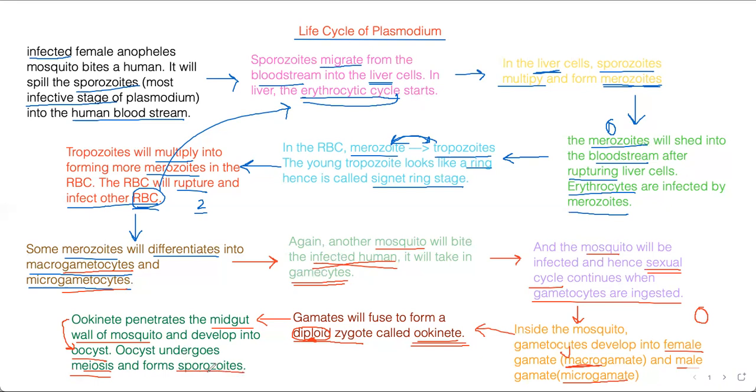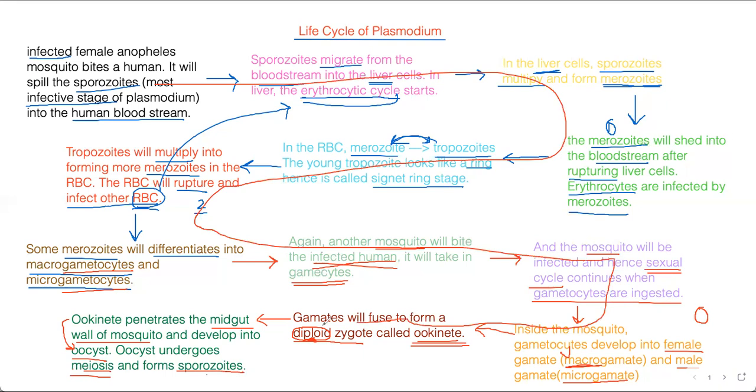And when that mosquito again bites another uninfected human being, it will transfer the sporozoites into the human bloodstream, and again the cycle continues. The cycle continues like this. Alright, so this is the life cycle of Plasmodium.